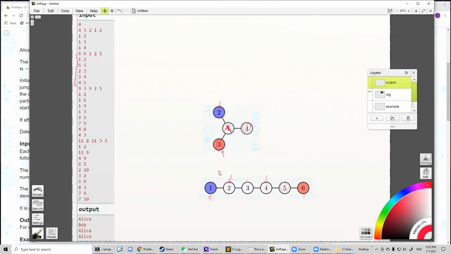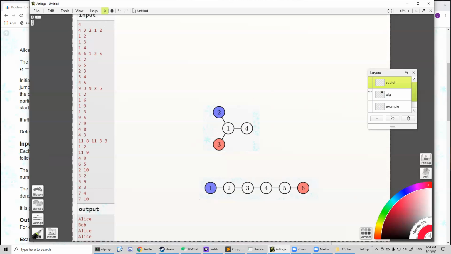So we can assume that Bob and Alice both take their optimal moves, but eventually one of them will win, and we output the name of that winner. So how do we solve this problem? Just an intuition, right?